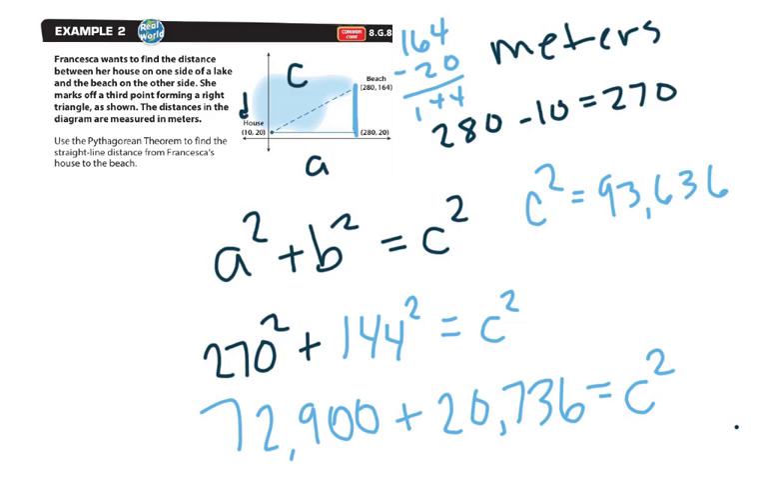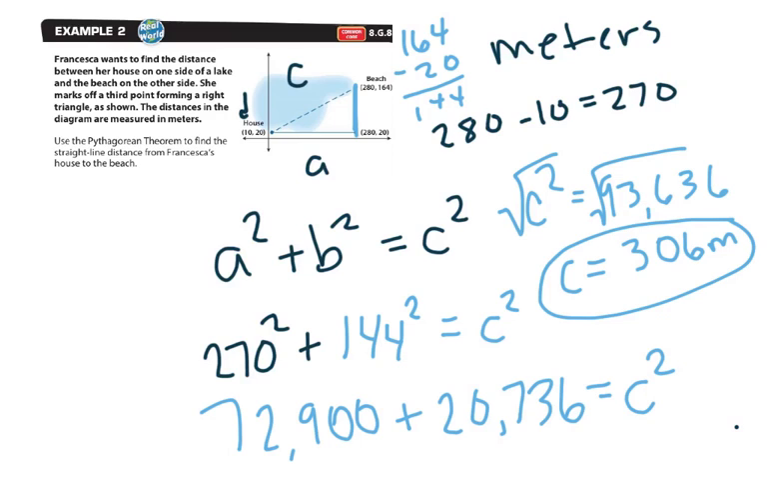Siri, what's the square root of 93,636? The square root of 93,636 is 306. All right, so C equals 306, and it is in meters. The only reason I'm using Siri is because my phone's calculator wouldn't flip to the side to give me the option to have a square root available. When you're in the normal four-function calculator, the square root doesn't show up. So C, in this case, equals 306 meters.